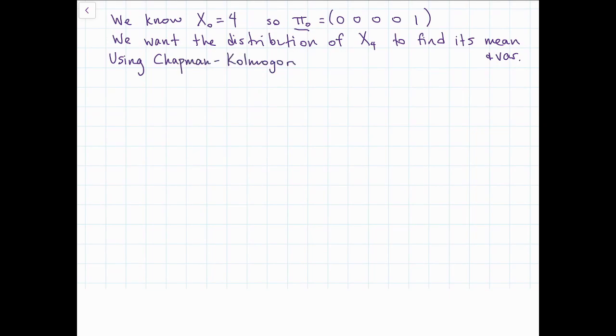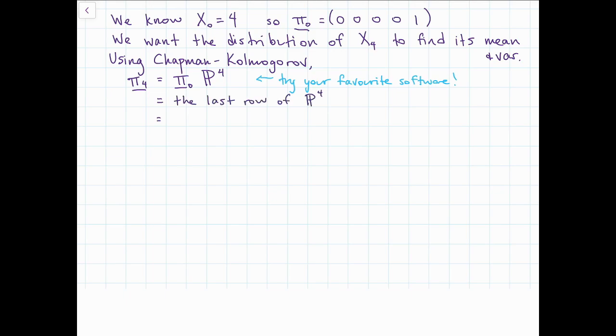Using the Chapman-Kolmogorov equations, we can find that pi 4 is going to be pi 0 times P to the power of 4. See if you can give that a try. Plug it into your favorite mathematical software. But if you wanted a little bit of a shortcut and you didn't have software handy, because pi 0 is 0, 0, 0, 0, 1, then pi 0 times P to the 4 is just going to be the last row of P to the 4. So that's just a neat little shortcut.